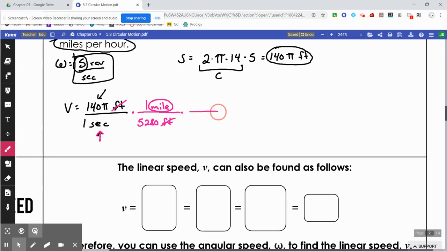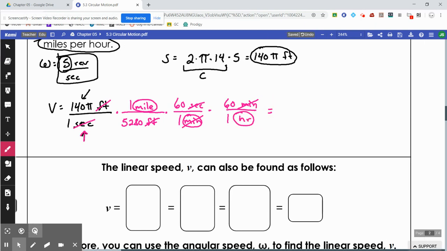I know that there are 60 seconds in 1 minute. And you could actually skip a step on this one. Seconds cancels with seconds. My answer is now in miles per minute. I know that there are 60 minutes in 1 hour. Minutes cancels with minutes, and my answer is now in miles per hour.